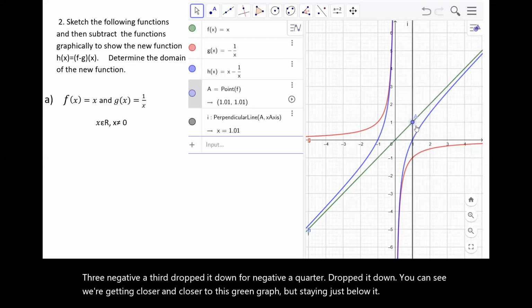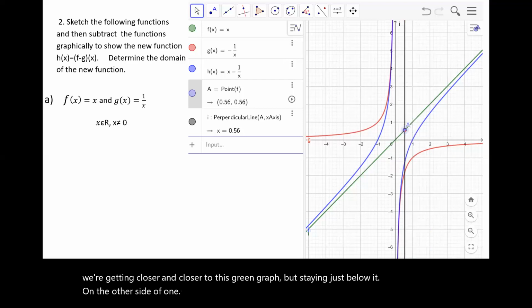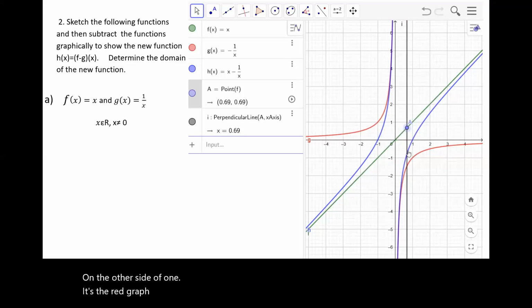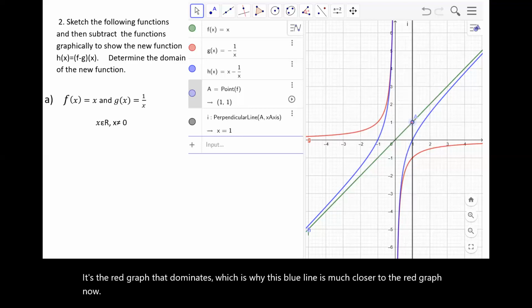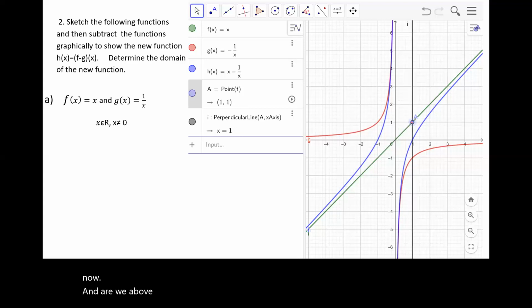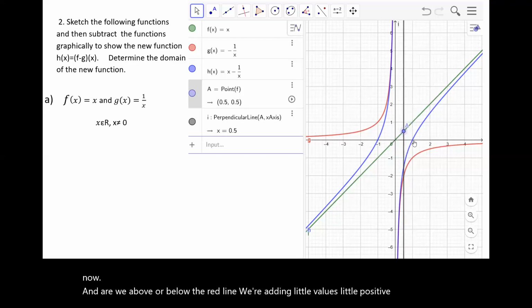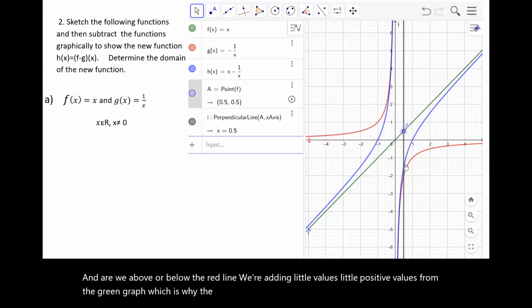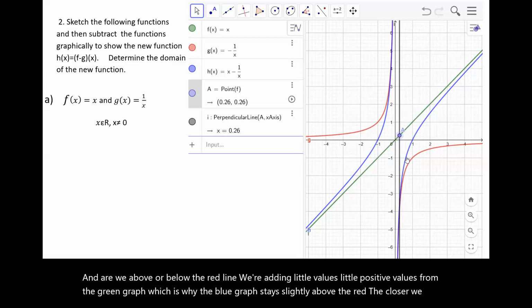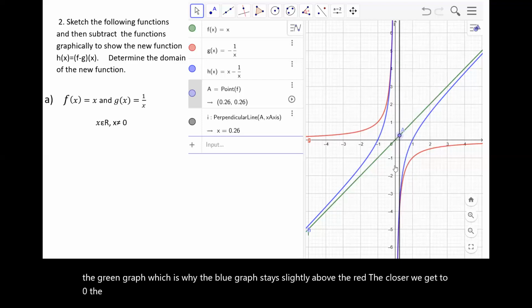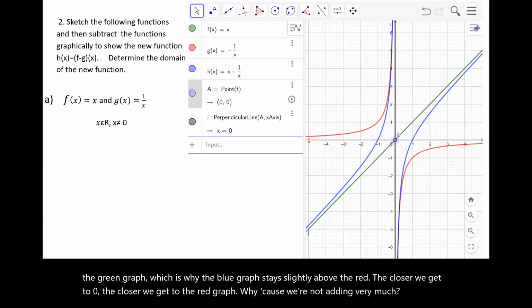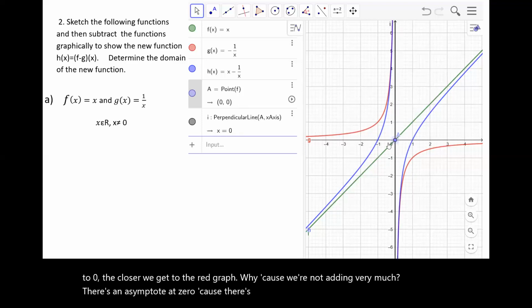On the other side of 1, it's the red graph that dominates, which is why this blue line is much closer to the red graph now. And are we above or below the red line? We're adding little positive values from the green graph, which is why the blue graph stays slightly above the red. The closer we get to 0, the closer we get to the red graph. Why? Because we're not adding very much. There's an asymptote at 0 because there's no red graph to add in.